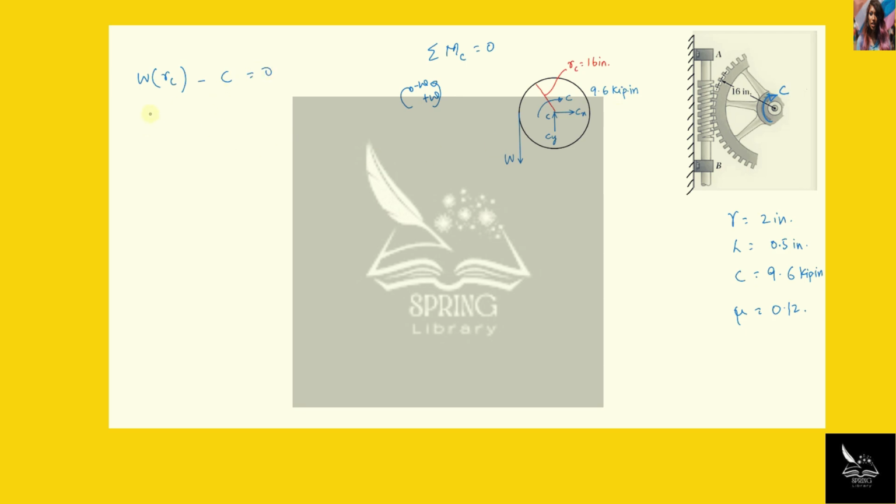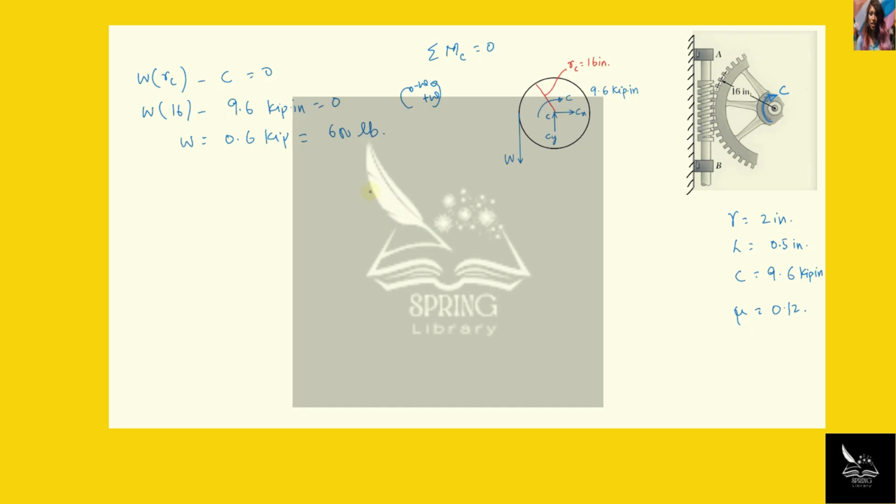Now we can plug in the values. W into R_C, where R_C is 16 inch, minus the value of C, 9.6 kilopound inch, equals 0. From here W comes out to be 0.6 kilopound. If we convert this into pounds, we get 600 pound.